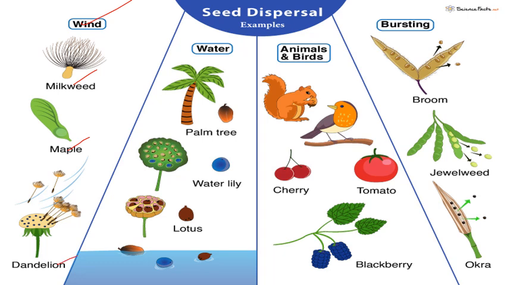Firstly, wind. So examples are milkweed, maple, and dandelion. The next agent is water. It occurs in case of palm tree, water lily, lotus. Animals and birds. So fruits which have pulp or juice are carried by animals, like cherry, tomato, blackberry. And bursting mechanisms occur in brome, jewel wheat.